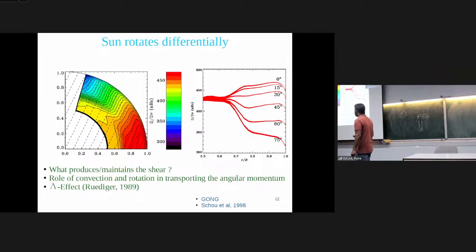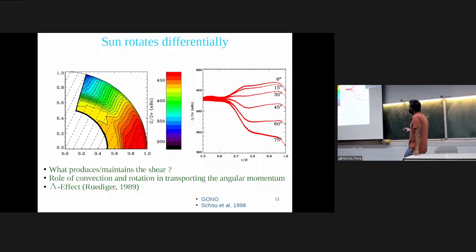There are two separate questions. Role of convection and rotation in transporting the angular momentum. This goes by the name, so these are all turbulent effects. One name is the lambda effect. But I'm only highlighting the problems. What are the problems here? These are the observations, which are there for us to see.